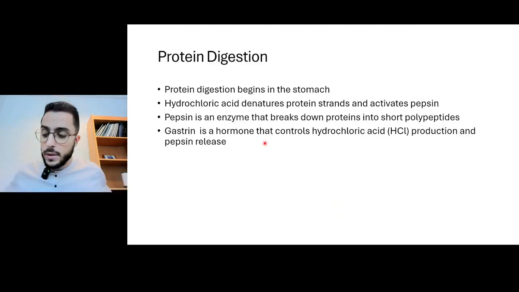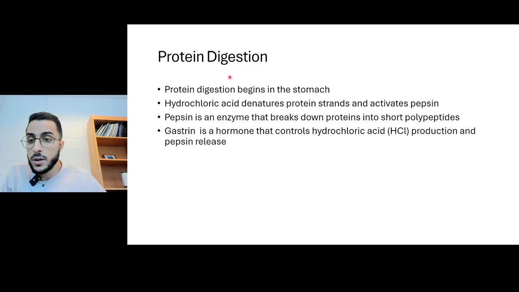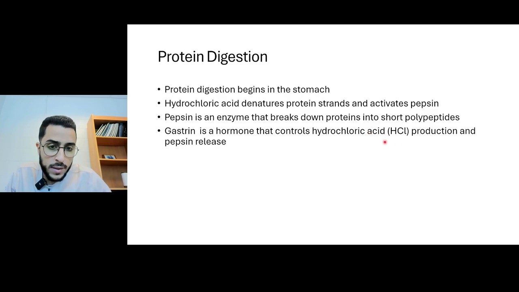Okay, that's it for structure and function. So now let's talk about digestion. When you eat proteins, they'll come to your body and begin the digestion in the stomach. Hydrochloric acid will denature the proteins, as I told you, and activate your first enzyme that breaks down proteins, which is called pepsin. Pepsin will break down the proteins into shorter polypeptides, and these polypeptides will then be broken down further when they reach the intestine, right? The hormone that controls the level of hydrochloric acid production and pepsin release is called gastrin, right? Remember this from lecture 2.